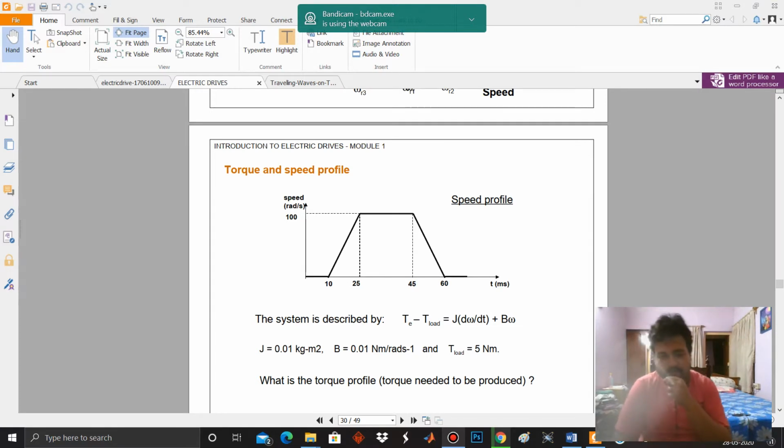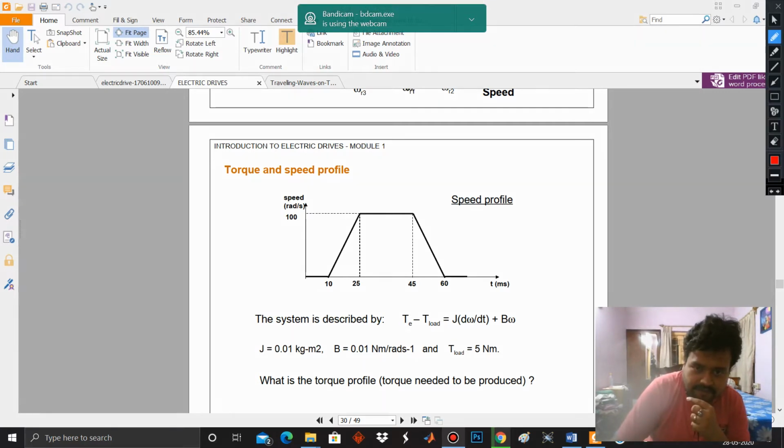This is an example of a numerical problem. A torque profile has been given over here. You see, this is the time of 60 milliseconds, and at 10 milliseconds the torque is increasing, the speed is increasing, and the maximum speed is 100 radian per second. It stays constant for 20 milliseconds, from 25 to 45, and then it falls down to 0 at 60 milliseconds. What you are asked to calculate is the net torque. What will be the net torque produced?